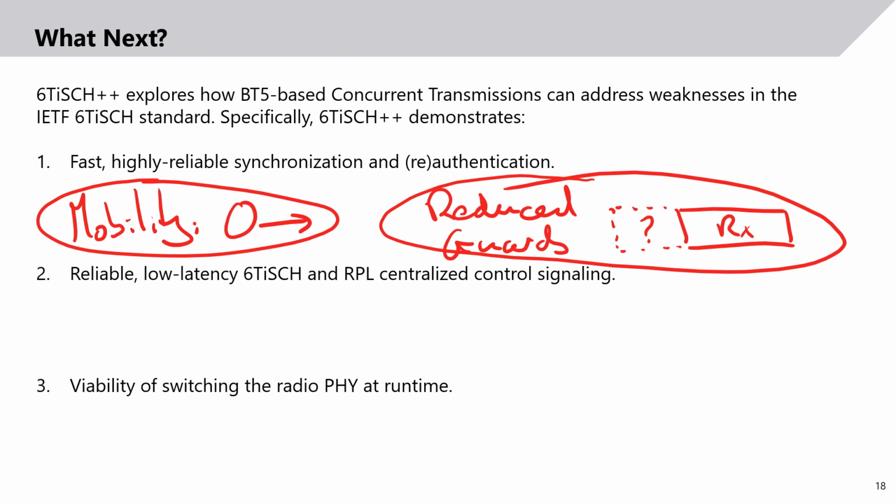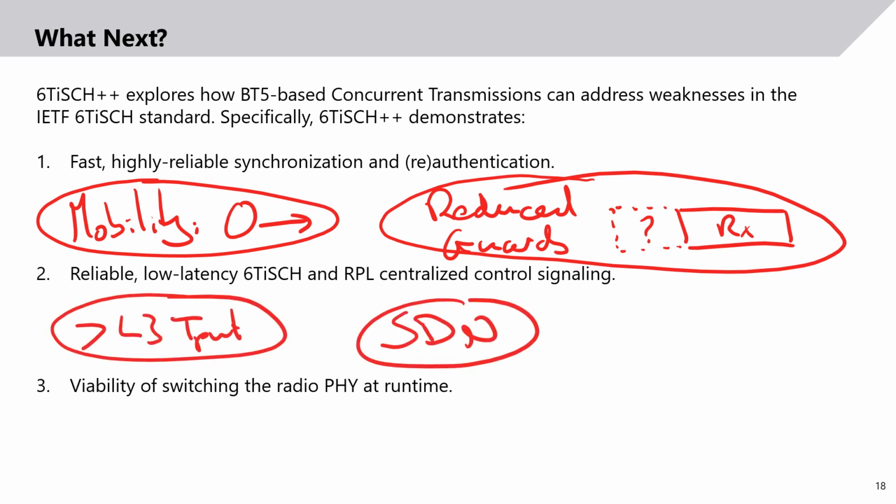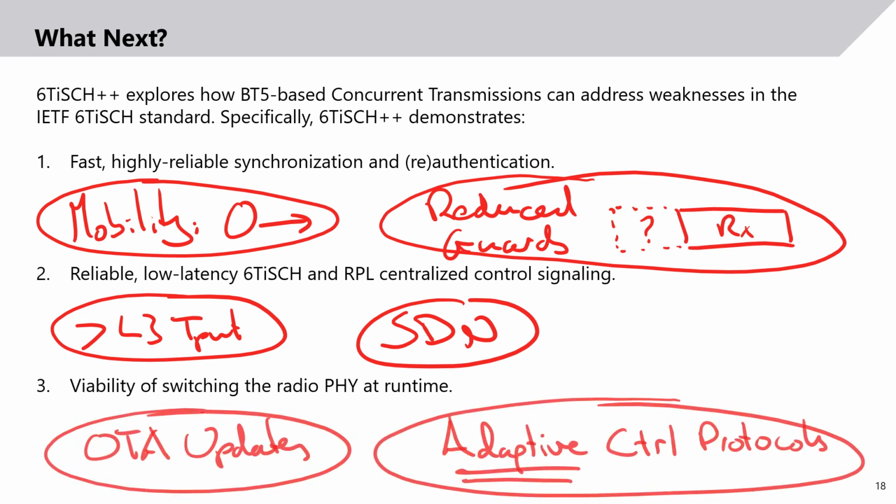Secondly, we've shown that it's possible to provide really reliable, low latency centralized control signaling, which frees up the rest of the slotframe for layer 3 application traffic, and also helps to support the concepts of software-defined networking, which are part of the 6TiSCH standard, but which have really never been realized. And then finally, it's shown the viability of actually switching the physical layer at runtime on a single radio.